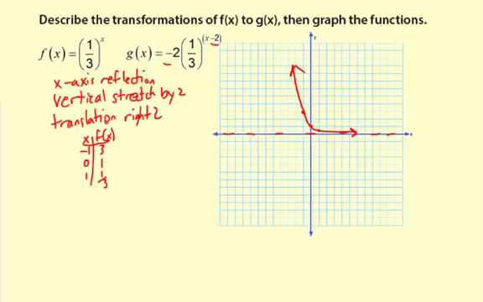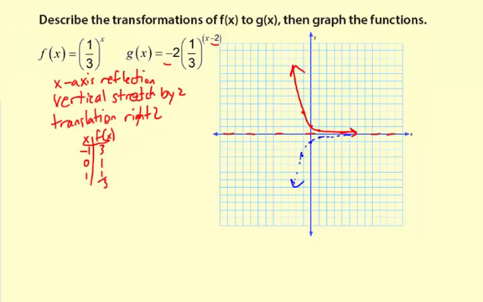So now come the transformations. First of all, I'm going to do the vertical reflection. So if I do that, that's what the function would do. But there's more. There's a vertical stretch by 2.